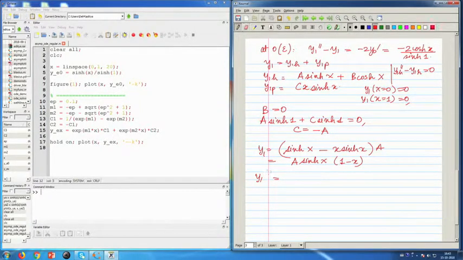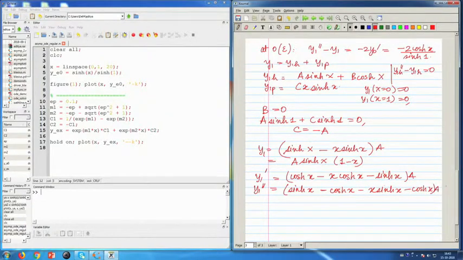So, before that let us just write down what y1 prime will be. It will be equal to cosh x minus x cosh x minus sinh x times A. Similarly, y1 double prime will be sinh x minus cosh x minus x sinh x minus cosh x times A. But sinh x times (1 minus x), these two terms simply yield y1, and then we have minus 2A cosh x.